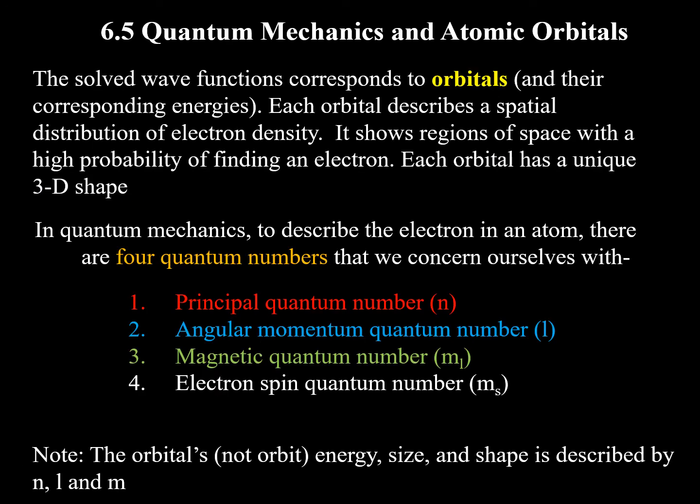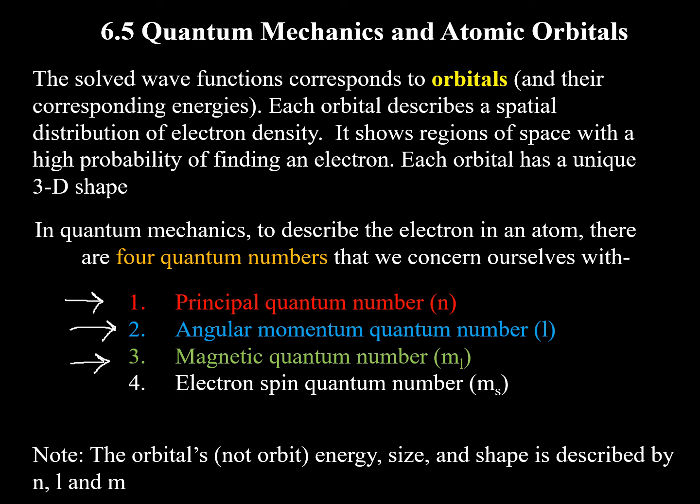So based on the solved wave functions, which correspond to orbitals, we develop 4 quantum numbers, which we'll talk about in the second part of chapter 6. We have the principal quantum number, which tells us the level where the electron lives. Next, we have the angular momentum, which tells us the shape of the particular orbital. We have the magnetic number, which tells us the orientation of the particular orbital, subshell, whether it's on the x-axis, the y-axis, the z-axis, etc.